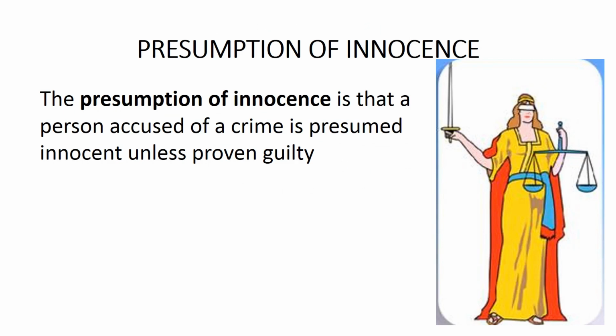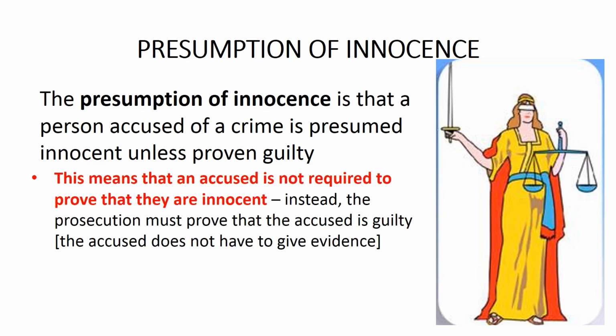The presumption of innocence is that a person accused of a crime is presumed innocent unless or until proven guilty. Look down the left-hand side of your vocabulary sheets, find the term presumption of innocence and write this definition in there. The presumption of innocence is a fundamental principle that underlies our criminal law. What it means is that an accused is never required to prove that they are innocent. Instead, it is for the prosecution to prove that the accused is guilty.